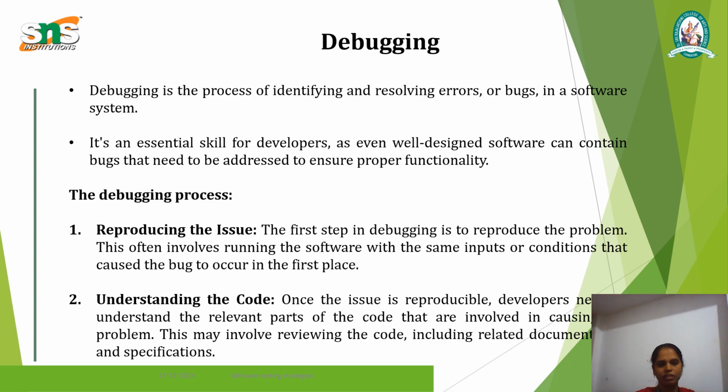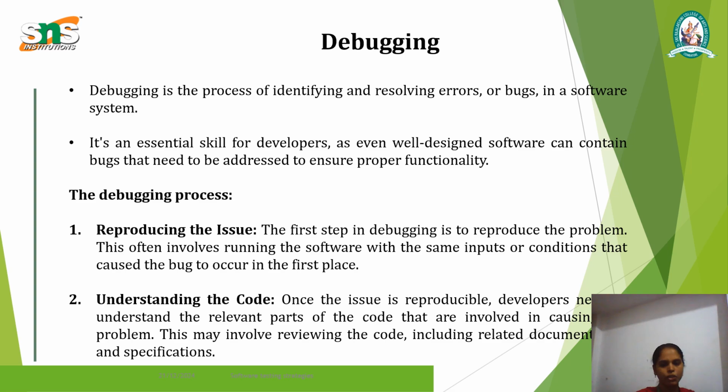It is an essential skill for developers, and even well-designed software can contain bugs that need to be addressed to ensure proper functionality. The debugging process has steps, starting with reproducing the issue and then understanding the code. The first step in debugging is to reproduce the problem. This often involves running the software with the same inputs or conditions that caused the bug to occur in the first place. The second one is understanding the code.